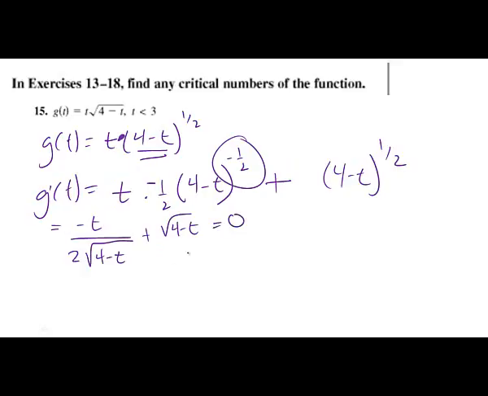And we said to get critical numbers, we're going to set it equal to 0. It looks awful right now. It's really not that bad. But watch what happens. I'm going to take this and move it to the other side by subtracting. So t over 2 square root of 4 minus t equals square root of 4 minus t.